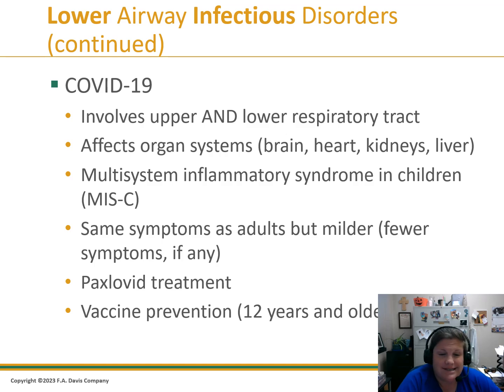And multiple organ systems. There is a vaccine available for kids that are 12 and under that they can receive as prevention or protection from it. And there is a treatment measure called, I actually don't know the pronunciation, I'm going to assume it's Paxlovid, but it's an antiviral medicine for the diagnosis.